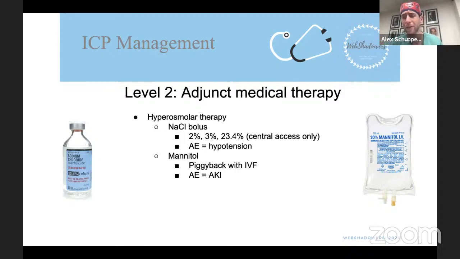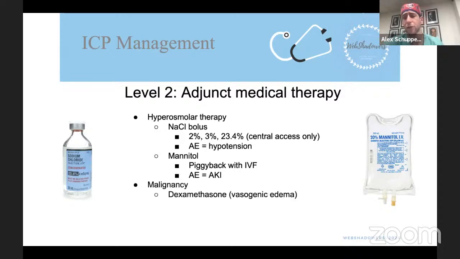Additionally, there's a drug called mannitol. It's a really big molecule that essentially just creates an osmotic gradient that also allows water to come out of the brain. You can't give it in the patient with renal failure because it's excreted by the kidney, and their kidneys can get really sick quickly from it. But in the right patient, mannitol can be really effective.